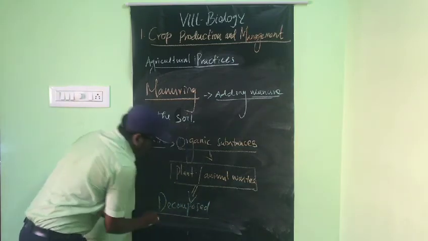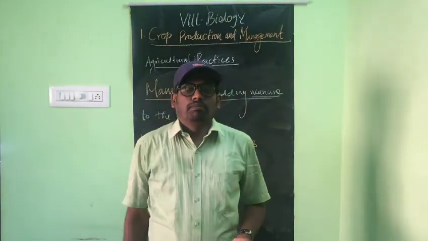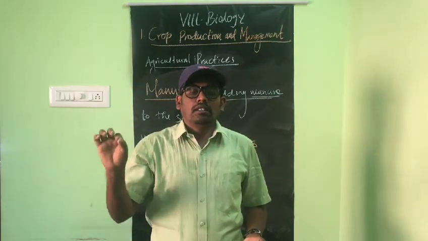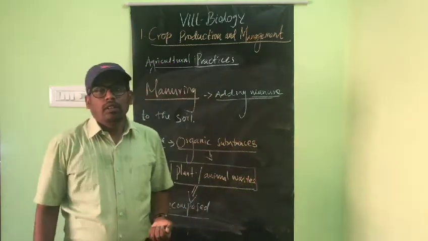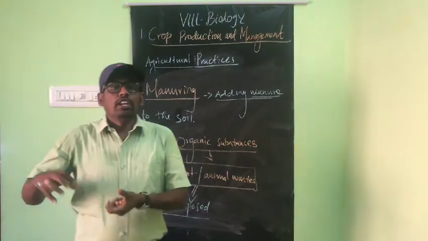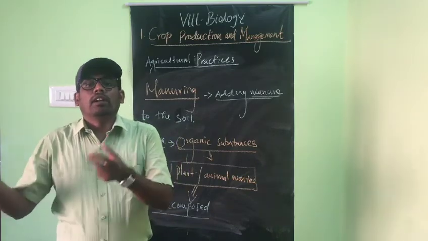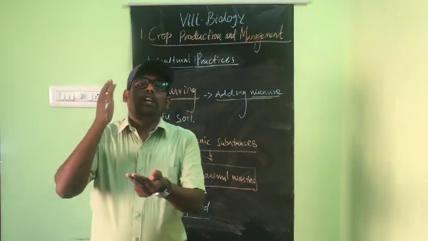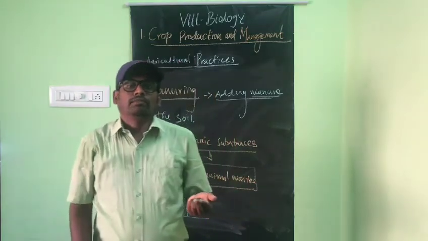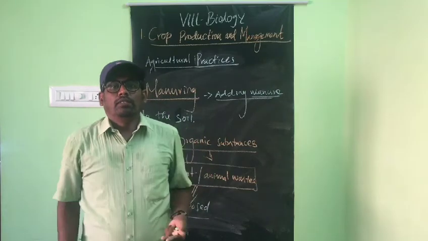Decomposed. So what is decomposed? To break down from complex to simpler form. That is called decomposition. So the decomposition occurs by some microorganisms. The microorganisms decompose the plant waste and animal waste. Generally the plant also contains some nutrients in its body, and animals also contain nutrients in the body. So when this plant and animal waste is broken down, the nutrients again reach the soil. Again, from the soil the plants absorb the nutrients and grow well.